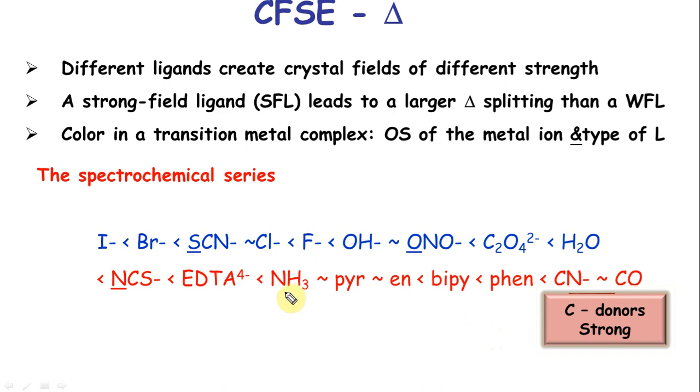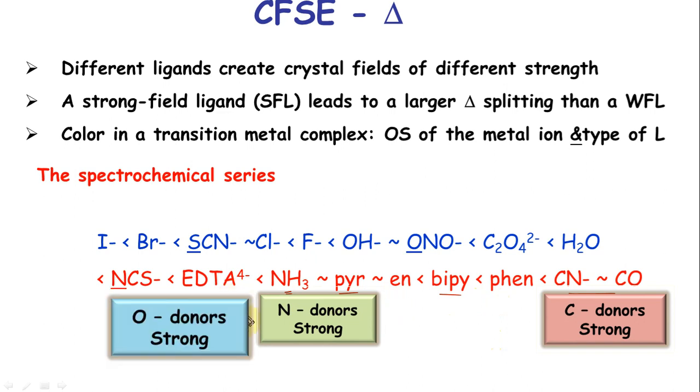Then you have nitrogen donors, pyridine, bipyridine. Then you have your oxygen donors, oxygen, sulfur. Then you have your halide donors. So remember the periodic table: carbon, nitrogen, oxygen, halides. So you see the order. This is the order in which they are going to go.